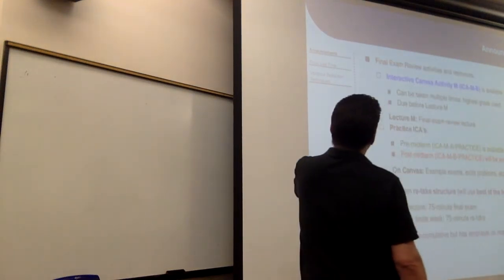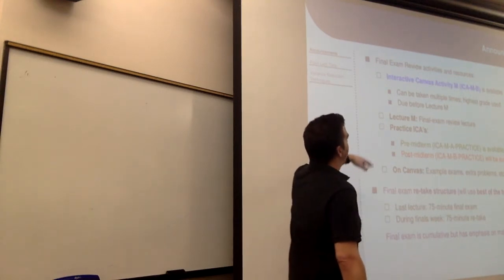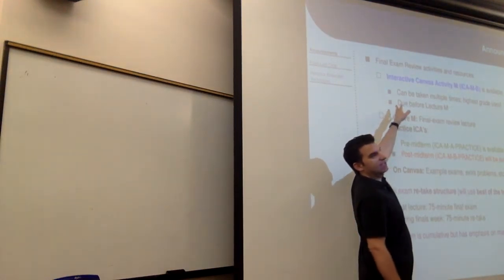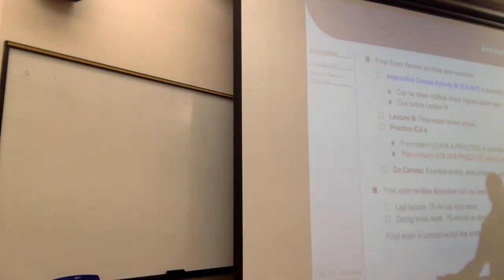On the other things, there's a lot of final exam review practice and review activities out. So there is already a Canvas activity M, which is one of these ones that has a higher point total. You can take it as many times as you want. It iterates through all of the other Canvas activities, drawing randomly from them.